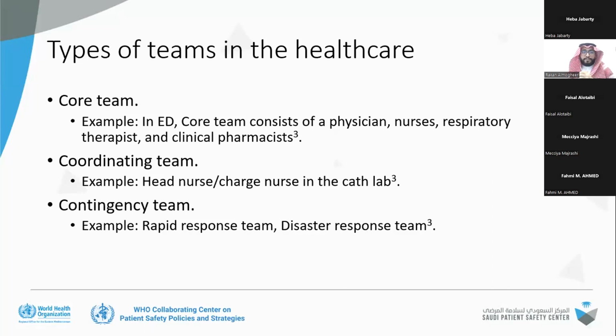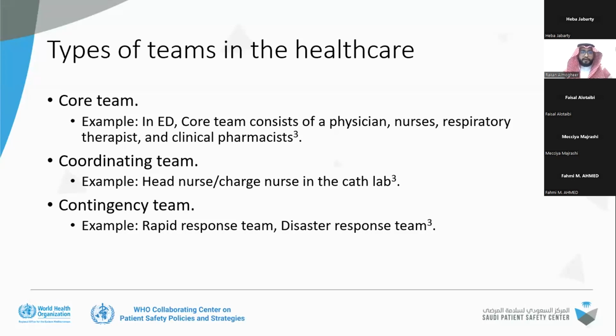We have the third team, which is called the contingency team. It is drawn from different core teams and responds to emergent or time-limited events. For example, the rapid response team. Most hospitals have RRT teams. They are called during emergency situations. They are multiple team members drawn from different disciplines. We have the physician, nurse, RT, all of whom constitute the rapid response team. We have the disaster response team also.